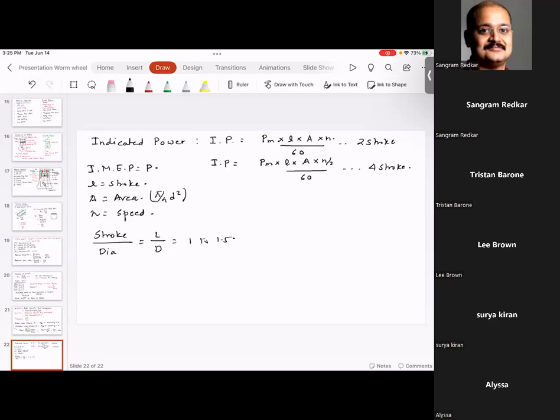So L by D ratio is, let me show you, if you have a cylinder, this is the diameter, and this is the stroke length, L. If L by D ratio is 1, that means it's a square sort of cylinder. If L by D ratio is greater than 1, that basically means it's a rectangular type of design. So the next thing is, you have to design the cylinder flange and nut.